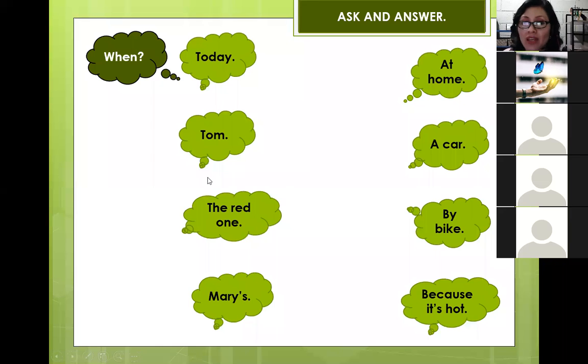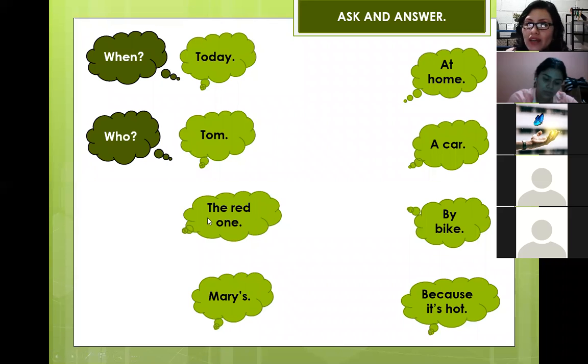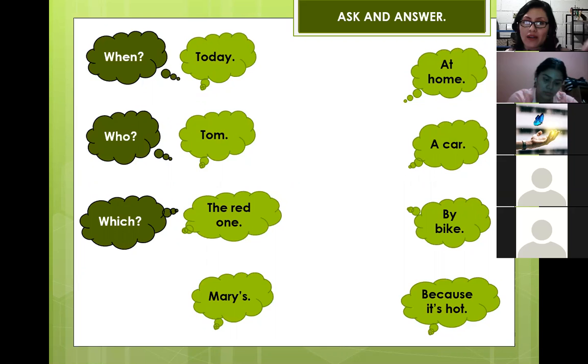Very good. If it is Tom, what will be the WH word that I can use? Who, exactly. ¿Por qué? Porque pregunto por people. I ask for people. Si yo digo the red one, ese se los voy a enseñar yo. Es which. Teacher, ¿y qué significa which? Which en español es cuál, ¿ok? Pero cuando yo utilizo which es porque yo estoy dando dos opciones.